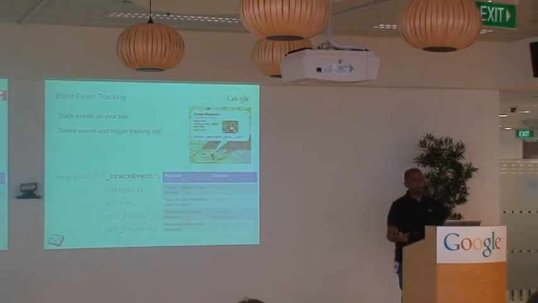And then the next variable is action. Action really describes the type of action that was taken on the objects that we're tracking. So in this case, the action would be a click. But the actions can also be drag. Maybe I drag the marker somewhere else. So you can have as many actions as you want per category.